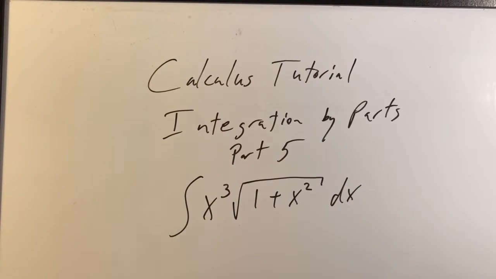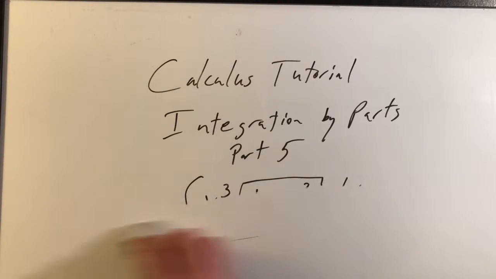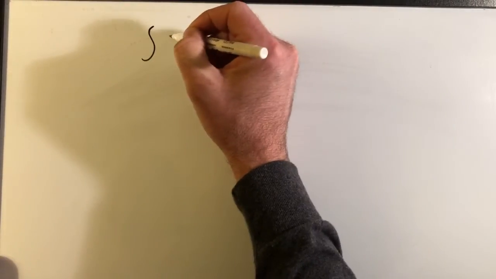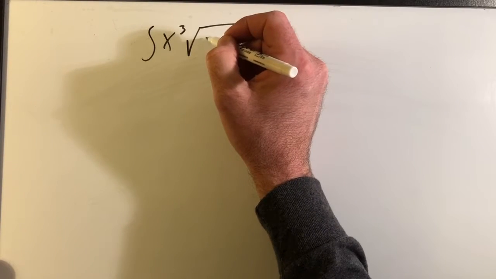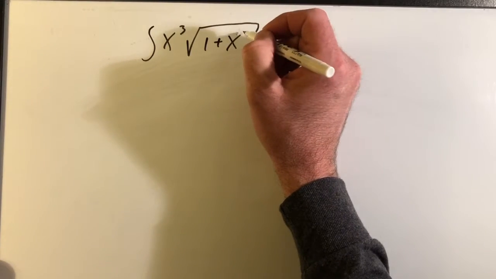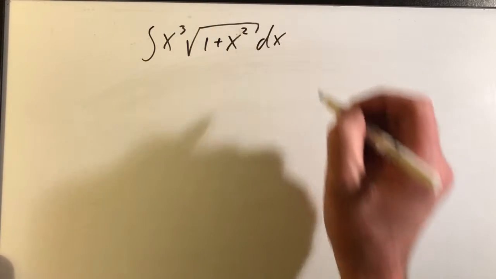This is a calculus tutorial and I want to talk about integration by parts, and this is the fifth lesson for integration by parts. I'm going to start off by solving this equation right here because it shows another variation on the process that hopefully you don't get stuck on as you're working through your homework problems. So I'm going to erase this real quick and rewrite the problem again. I'm going to take the integral of x to the third, and then under the square root sign, I'm going to have 1 plus x squared dx.